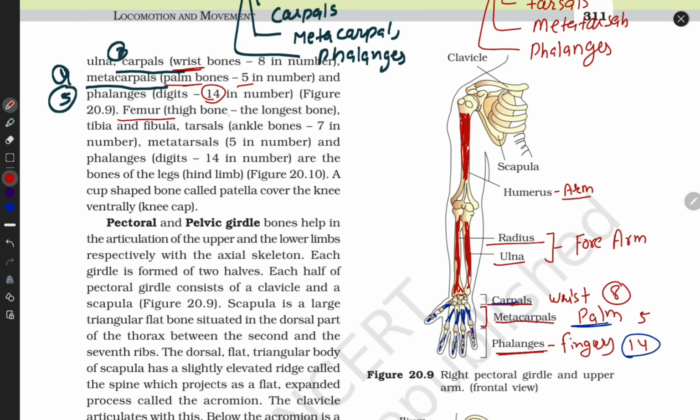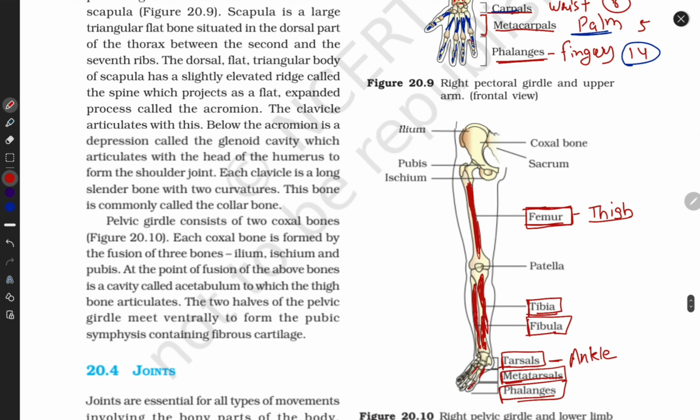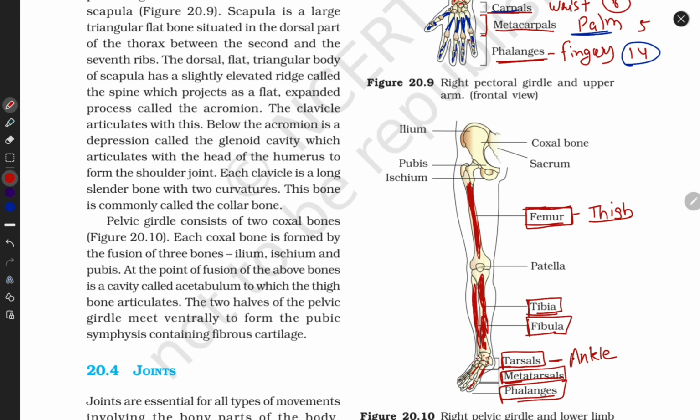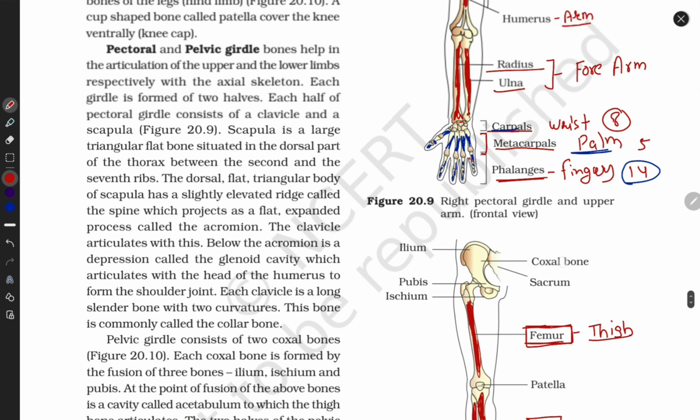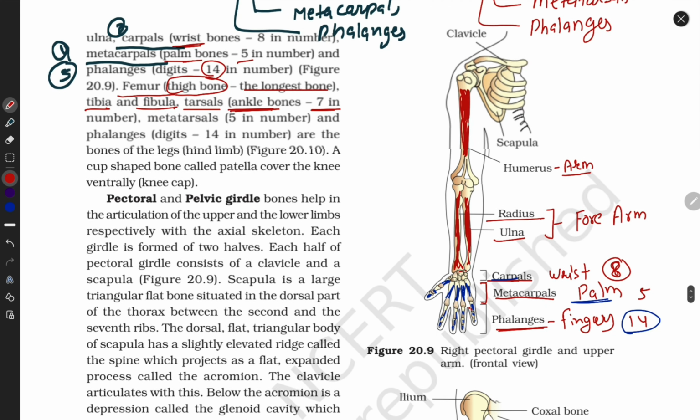The femur is the longest bone. We can also call it the thigh bone. Tibia and fibula. Tarsals, we can also call the ankle bones. 7 in number. The ankle contains 7 bones, but carpals contain 8 bones. Now, these are very important, guys. How many bones are contained in the tibia and fibula? How many are contained in the carpals, metacarpals, and tarsals?